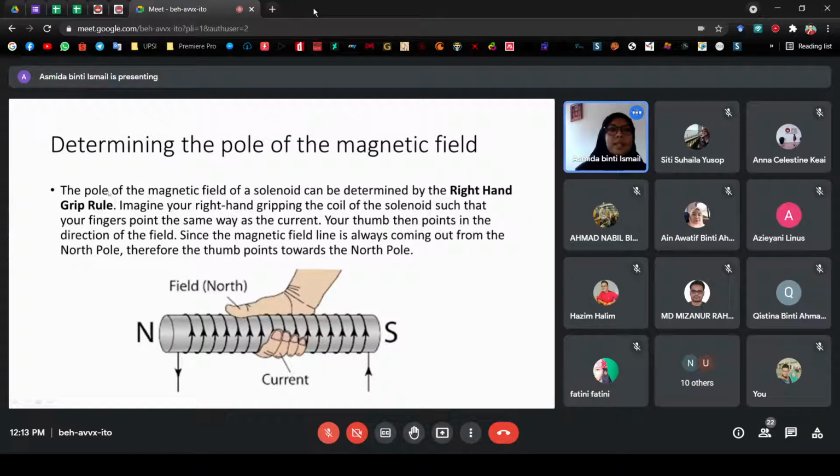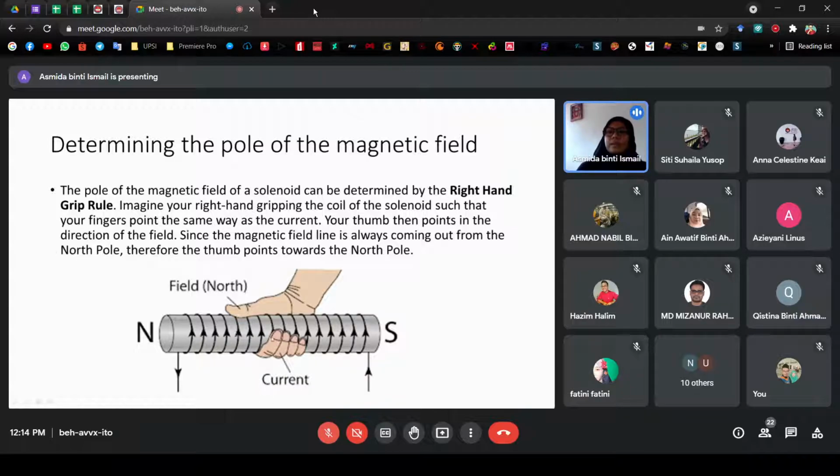Okay, how to determine the pole of the magnetic field? You can determine the pole by using the right hand grip rule. Imagine your right hand gripping the coil of the solenoid such that your fingers point in the same way as the current. Your thumb then points in the direction of the field.